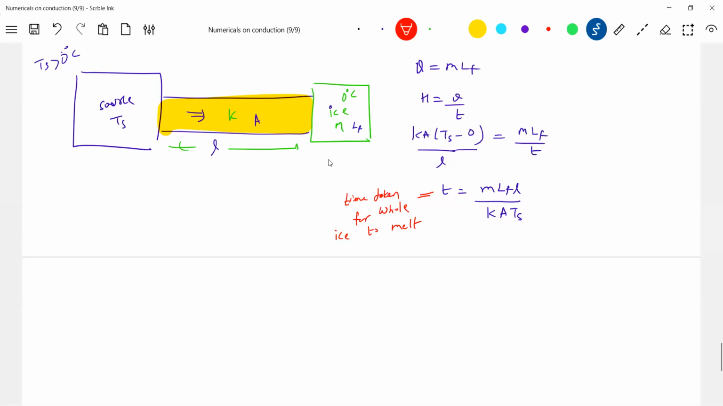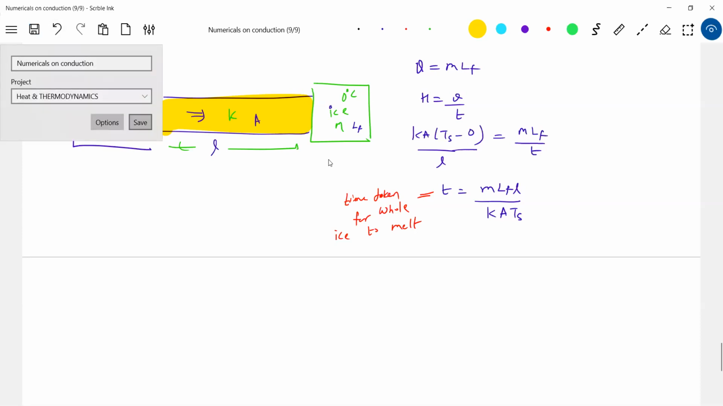As the length of the rod increases, it will take more time. If the temperature of the source is more, more heat will flow, so it takes less time. So in the designing of so many structures, all these basic ideas are being implemented.